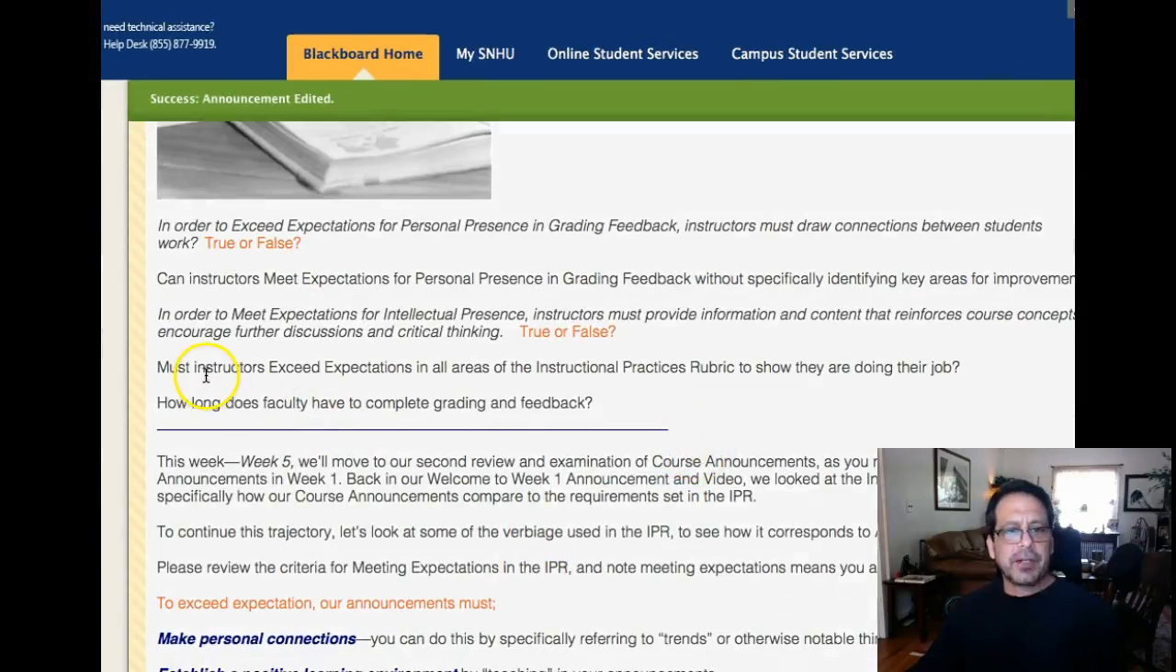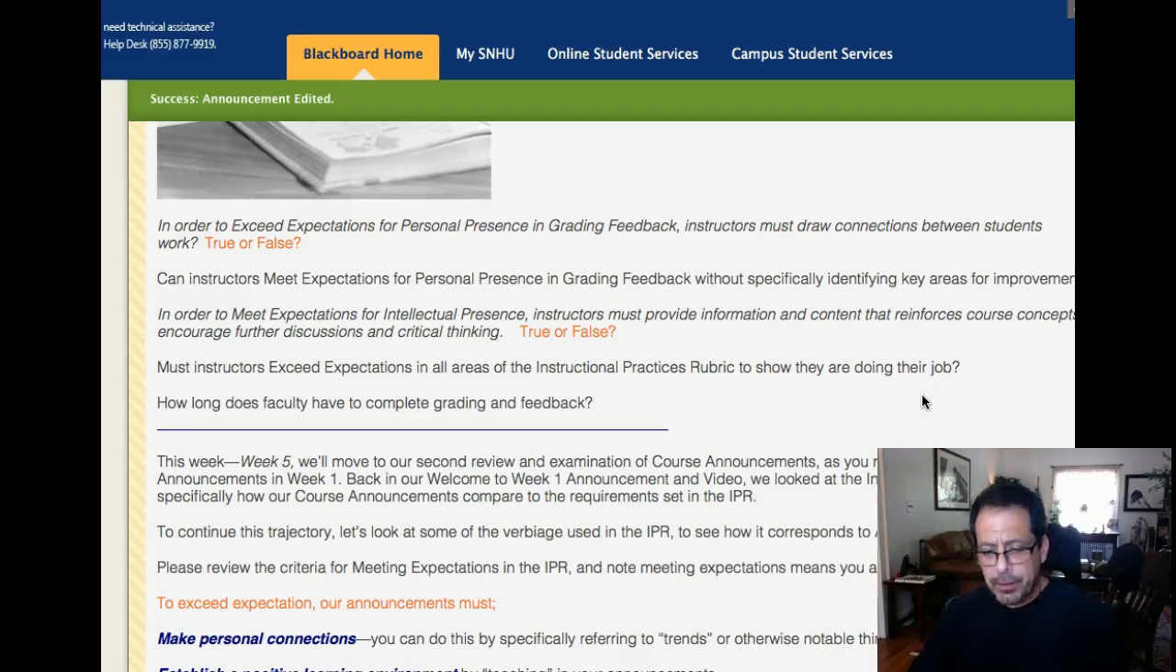Must instructors exceed expectations in all areas of the instructional practices rubric to show they are doing their job? That is not true, that is false. Meeting expectations means you're doing your job and you're doing just fine. Not meeting expectations is alarming, and exceeding expectations is fantastic but rare.